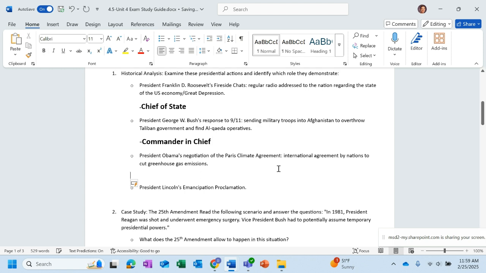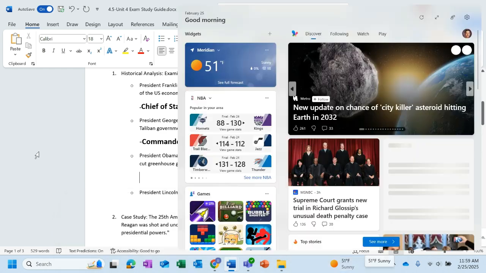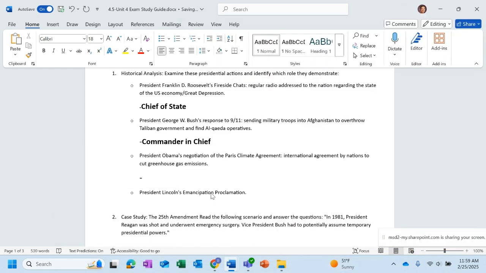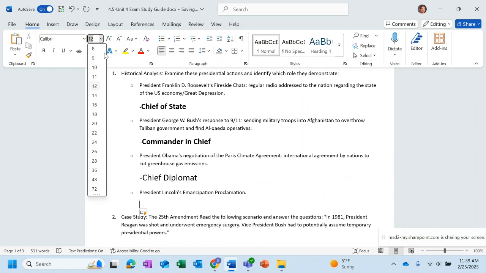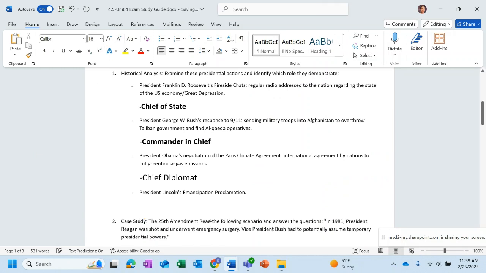President Obama's negotiation of the Paris Climate Agreement, international agreement by nations, cut greenhouse gas emissions. That's an example of working with other countries. That's going to be diplomacy. So that's chief diplomat. President Lincoln's Emancipation Proclamation, basically declaring that all enslaved Africans in rebel-held territories would be free. That's kind of a chief executive, sort of chief administrator thing.